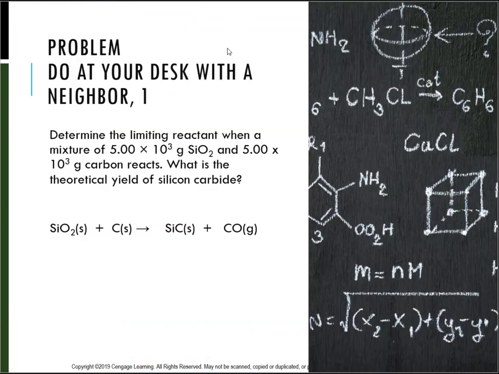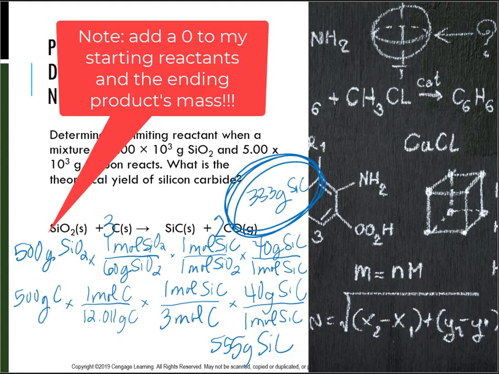Here's another one for you to try. See if you can set this up. Determine the limiting reactant when a mixture of 5.00 times 10 to the 3rd grams of silicon dioxide and 5.00 times 10 to the 3rd grams of carbon react. What is the theoretical yield of silicon carbide? So this is our product that we're trying to see what our theoretical yield is. Why don't you pause the video, set it up.